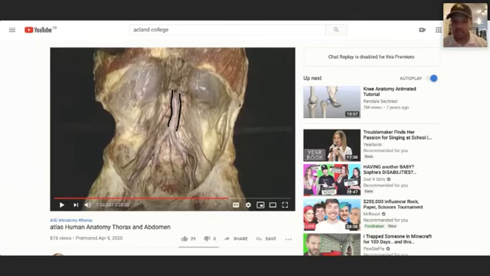Okay, an abdominal aortic aneurysm is what they call a silent killer. Okay, you usually don't get any symptoms until it's too late. And that's when the aneurysm bursts.